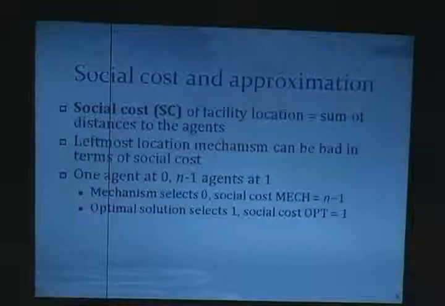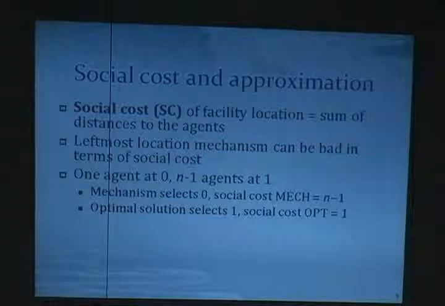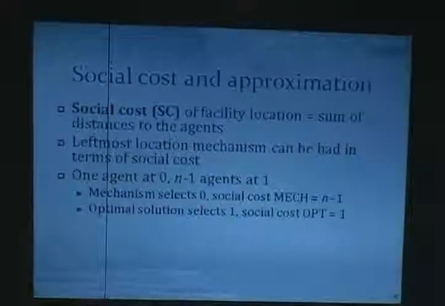On the other hand, the optimal solution would select x equals 1 as the location for the facility. Then the social cost of the optimal solution, which I denote by opt, would be 1. We just have to pay the distance once, between x equals 1 and x equals 0, for the one loner that's located at x equals 0.